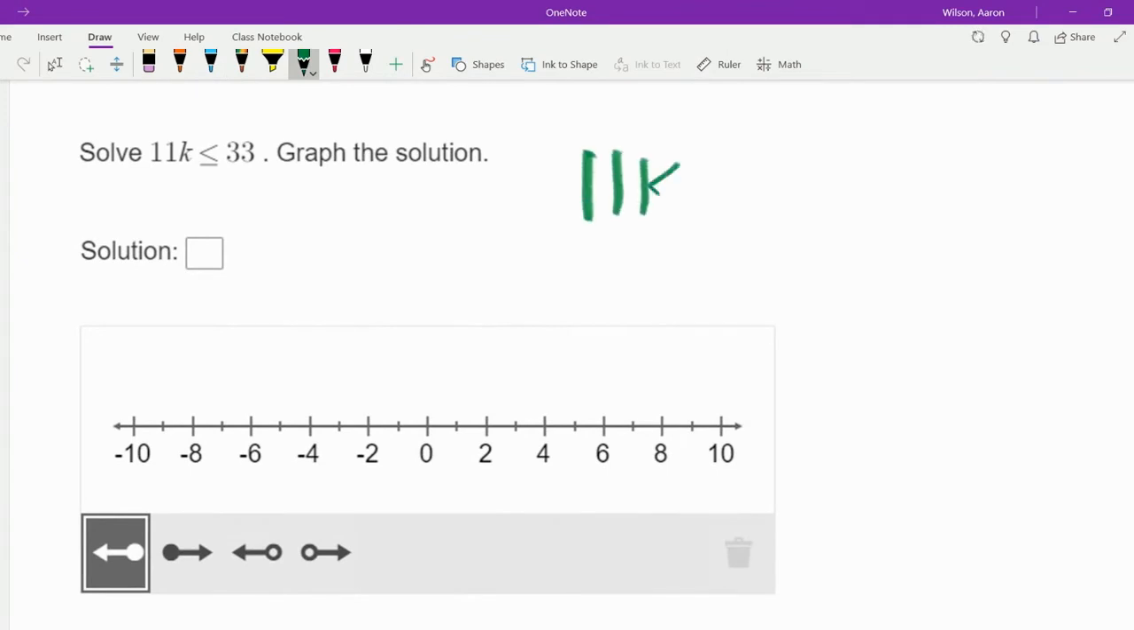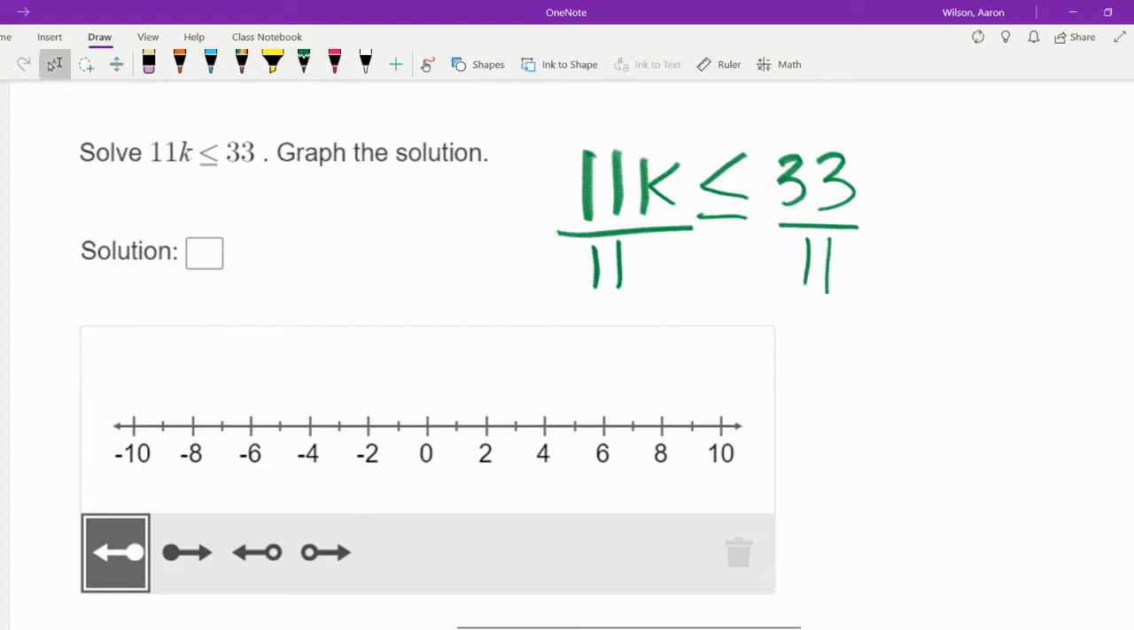11 times k is less than or equal to 33. Well, in this case, we're multiplying. You have to solve inequalities by using the inverse. The inverse of multiplying by 11 is dividing by 11. And watch what happens here. Notice again, now you are seeing 11 over 11. 11 over 11 is 1, because 11 divided by 11 is 1. So you have 1 times k, or 1k, and 1k is simply k.